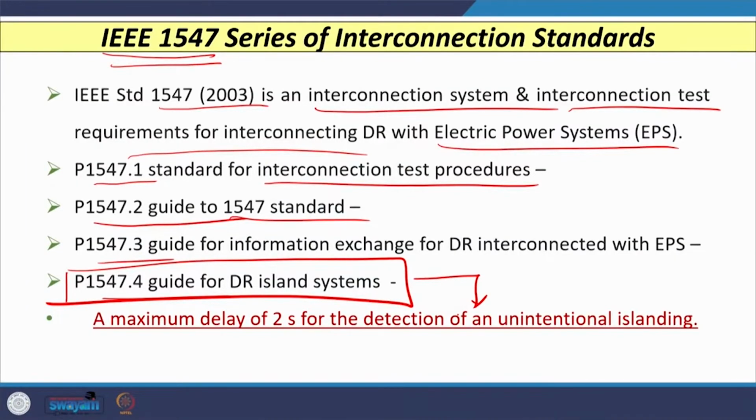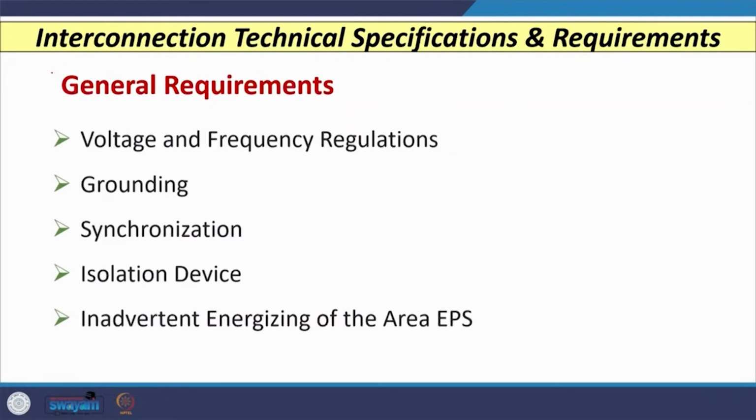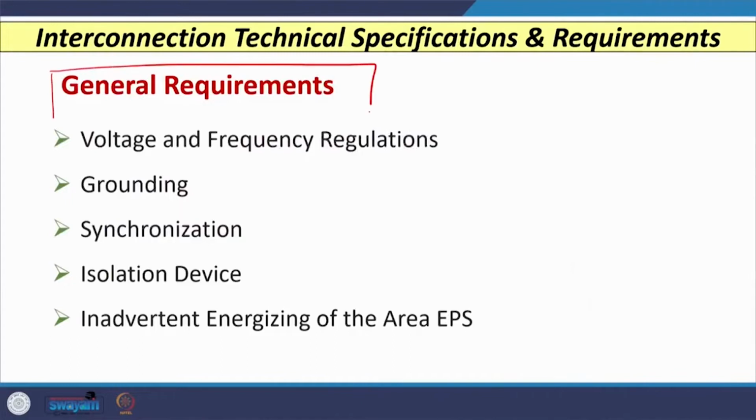In 1547.4, it has been mentioned that a maximum delay of 2 seconds is allowed, that is, whenever an islanding condition exists, we need to detect this condition in less than 2 seconds as per the standards. Now, when we interconnect distributed generators or distributed energy resources with our conventional network, there are certain general requirements we need to consider, and these requirements are related to voltage and frequency regulation.